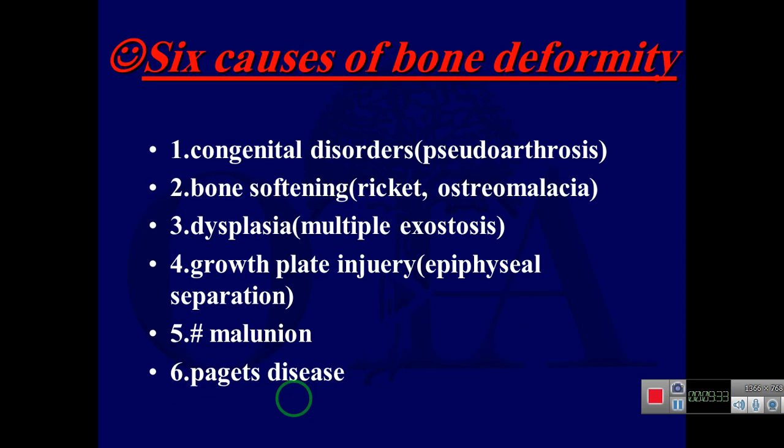We have six causes of bone deformity. Number 1, congenital disorder like pseudoarthrosis. Number 2, bone softening like rickets or osteomalacia. Number 3, dysplasia like multiple exostosis. Number 4, growth plate injury like epiphyseal separation. Number 5, fracture malunion. And lastly, Paget's disease. These are the causes of bone deformity.